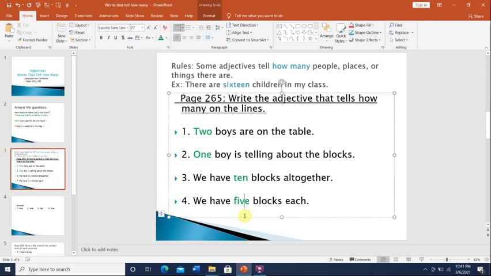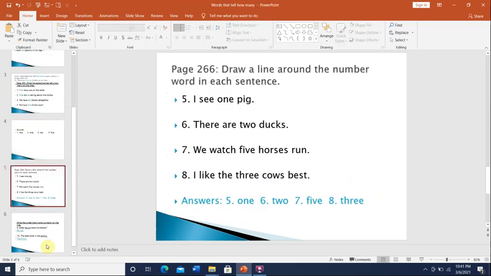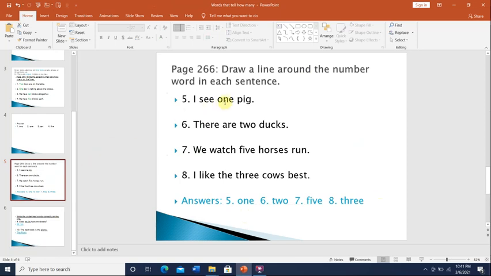Now I want you to go to page 266 and try to answer it by yourself. You will circle the adjective or the word that tells how many. That means you'll be circling the number like we just did here. Here we wrote it, but in the next one you will circle it. Draw a line around the number word. I'm going to draw a line, and you circle it in your book.